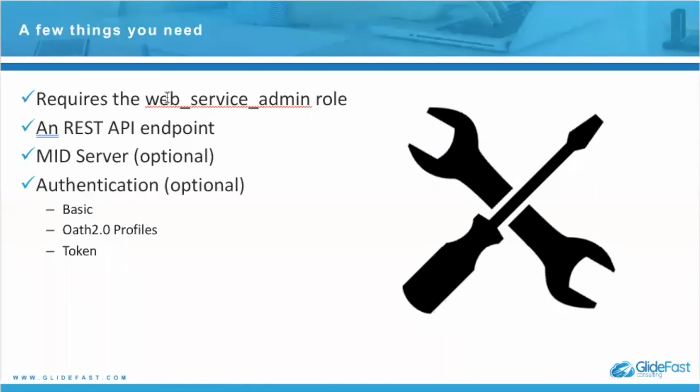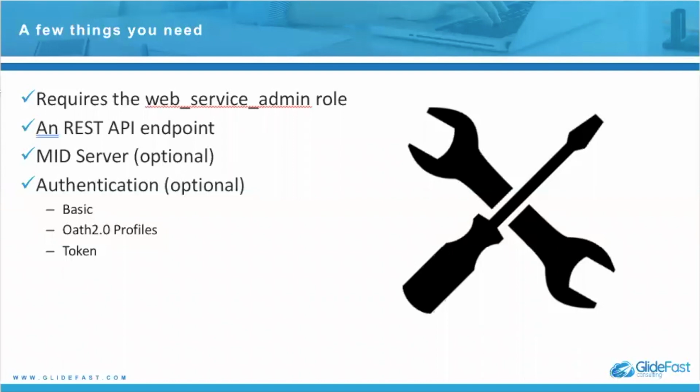So here are a few things that you might need in order to set up a REST integration. First, you need the web service admin role and a REST API endpoint. You need to know where you want the data to come from. The external system API should provide you with an endpoint, and usually some well-documented REST endpoints. They will give you some additional information on the headers and the query parameters that you can apply to the request. And whether you can send the request through a mid server.